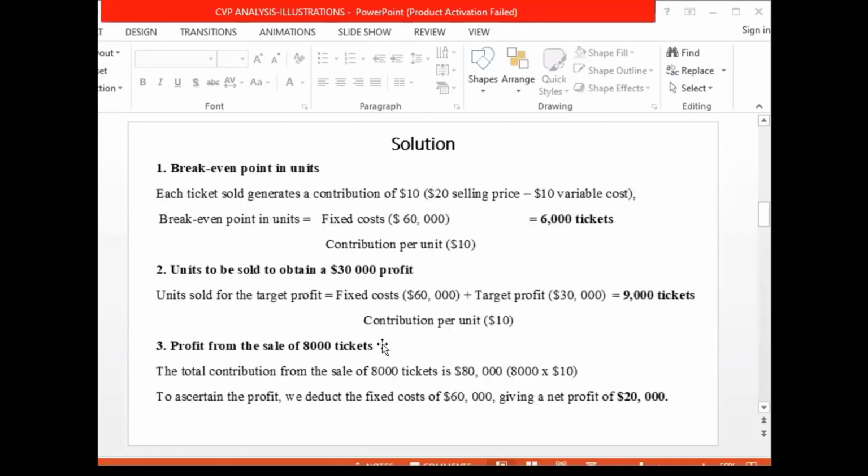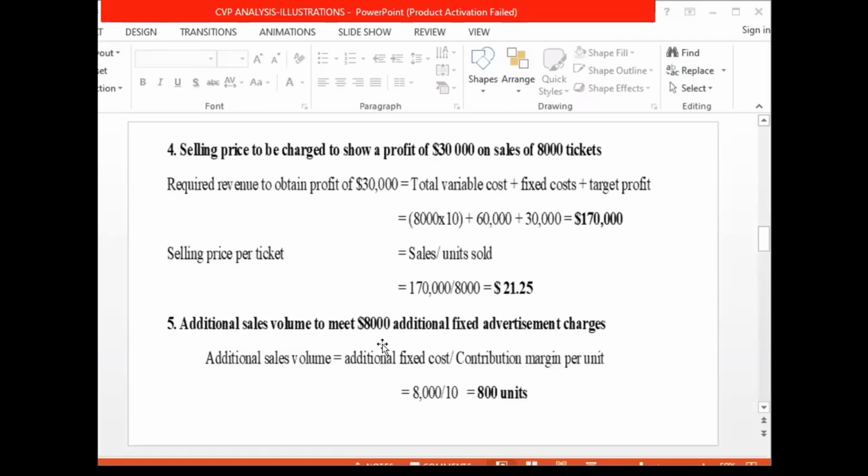These are decisions that you are supposed to make as manager, isn't it? So you have just to play around with these formulas and come up with a suggestive answer, or a price in this case, that can be charged for the products so that you achieve your targets. So, selling price to be charged to show a profit of 30,000 on sales of 8,000 tickets.